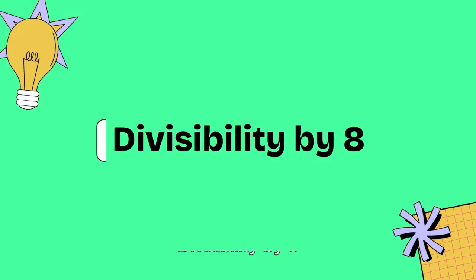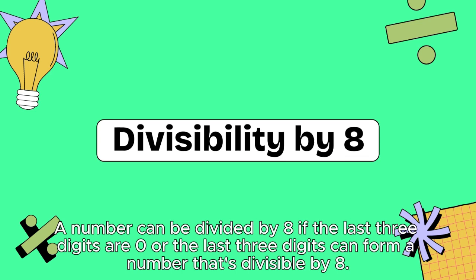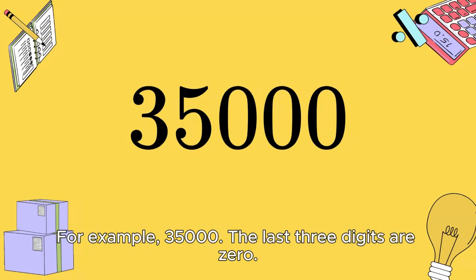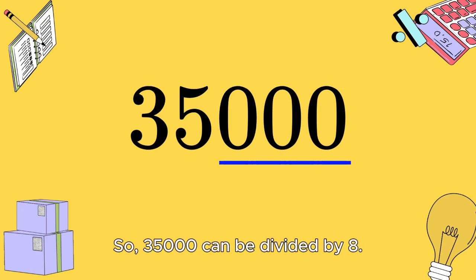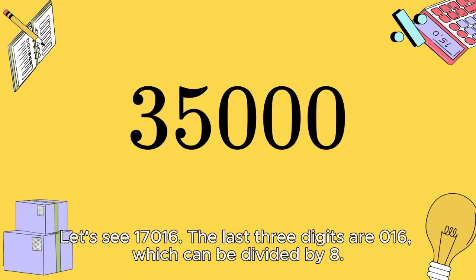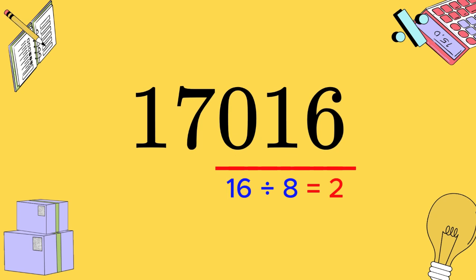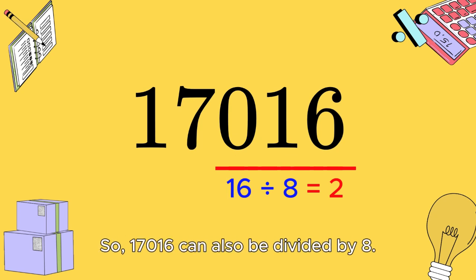Divisibility by 8. A number can be divided by 8 if the last three digits are 0 or the last three digits can form a number that's divisible by 8. For example, 35,000. The last three digits are 0. So 35,000 can be divided by 8. Let's see 17,016. The last three digits are a 16, which can be divided by 8. So 17,016 can also be divided by 8.